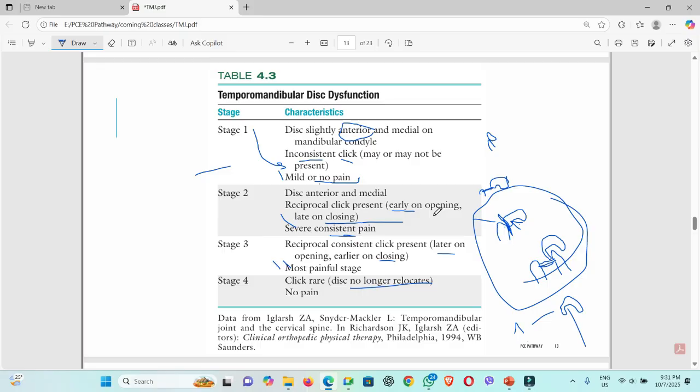Patient came to you with clicking, one click while opening, one click while closing. So you will be stuck with stage 2 and 3. And the patient is complaining of click early on opening, late on closing. They will give this particular term. Then you should be differentiating, is it stage 2 or 3? If you mug up, chances are you'll forget. But if you remember this in this way, I don't think you'll forget. Okay, moving to the next slide.